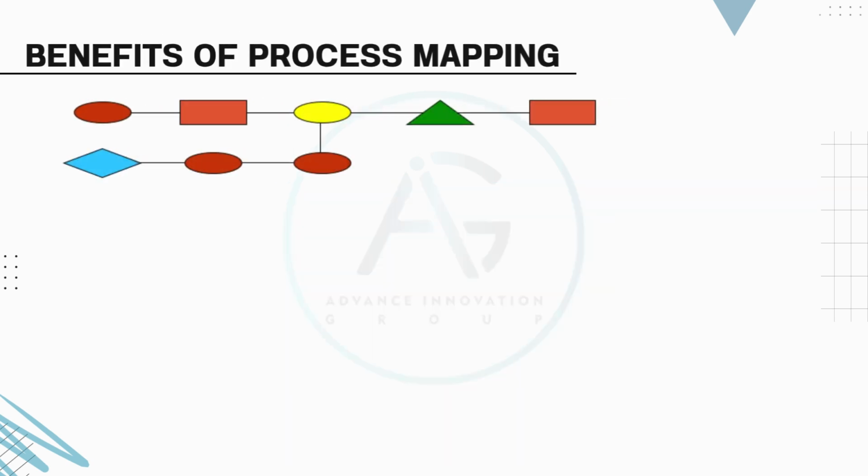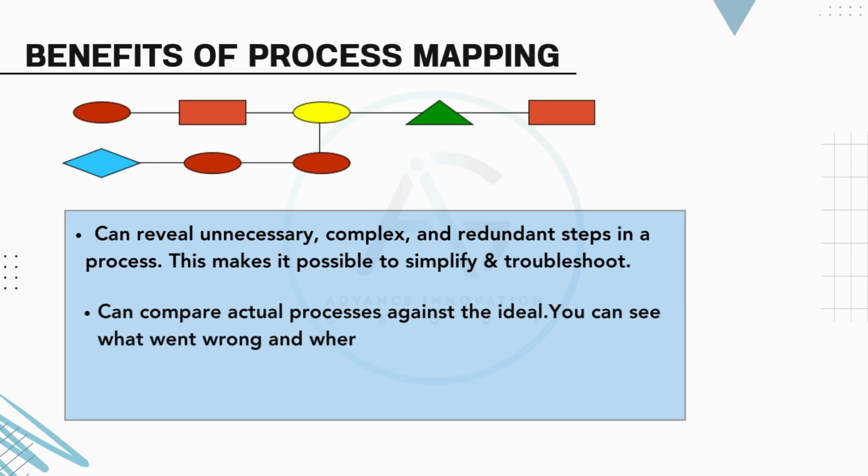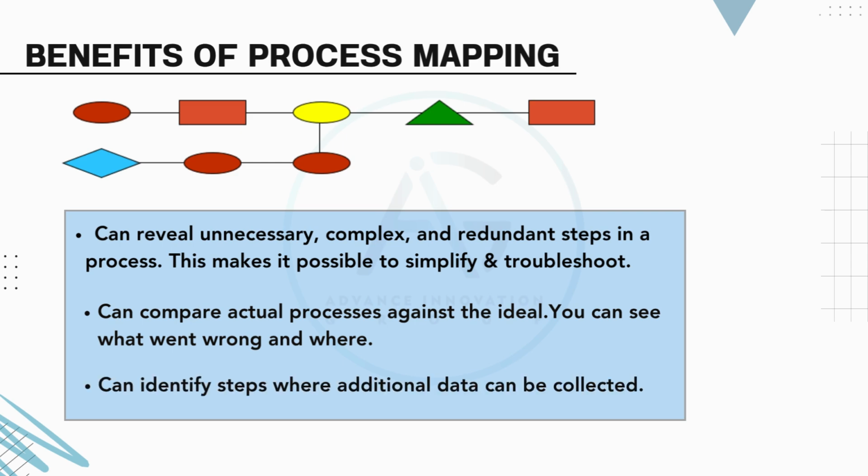Benefits of process mapping. It can reveal unnecessary, complex, and redundant steps in a process. This makes it possible to simplify and troubleshoot. It can compare actual processes against the ideal. You can see what went wrong and where. It can identify steps where additional data can be collected.